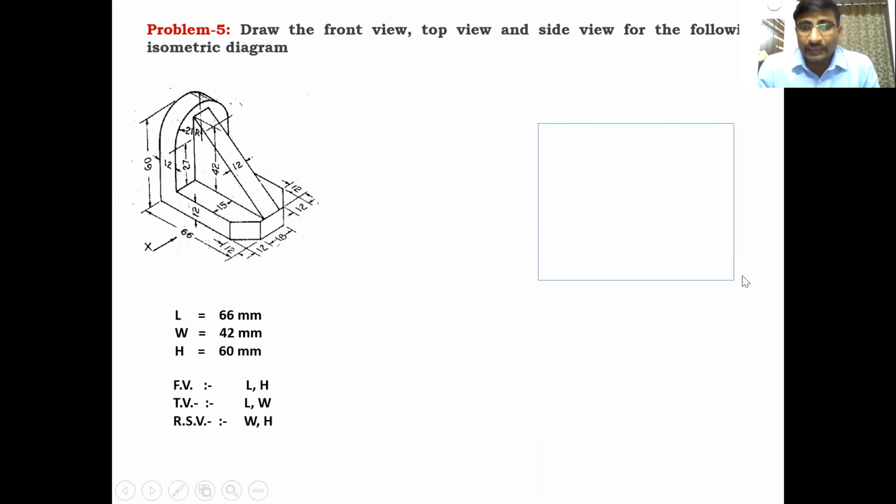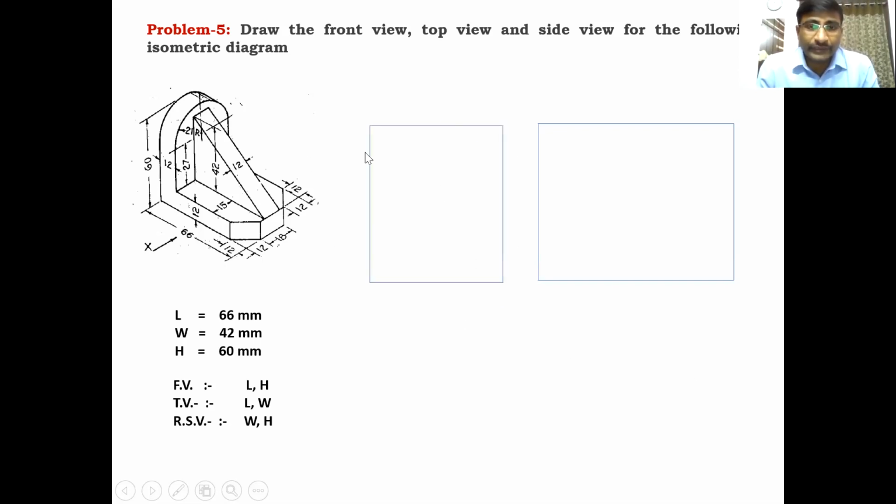First, construct the front view box. Front view with the dimensions of 66 and 60, 66 length and 60 height. With these dimensions, construct a rectangular box. You have to plan that. Leave some space on the left side of the front view box, because right side views are on the left side of the box.